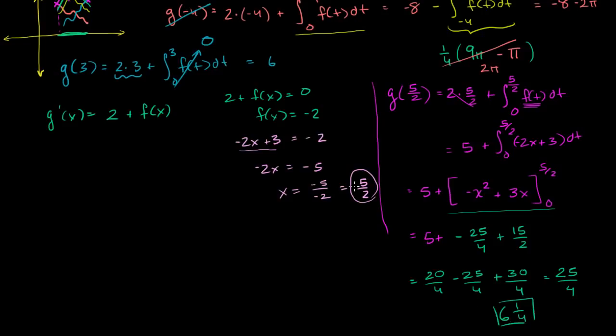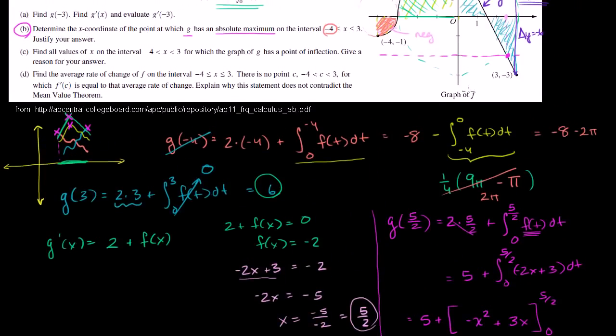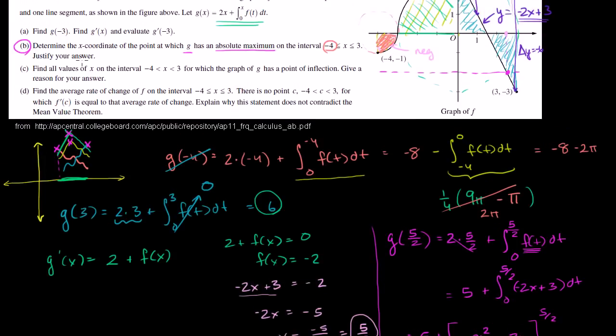So when we evaluate our function at this critical point, where the derivative is equal to 0, we got 6 1/4, which is higher than 6, which is what g was at this endpoint, and it's definitely higher than what g was at negative 4. So the x-coordinate of the point at which g has an absolute maximum on the interval negative 4 to 3 is x is equal to 5 halves.